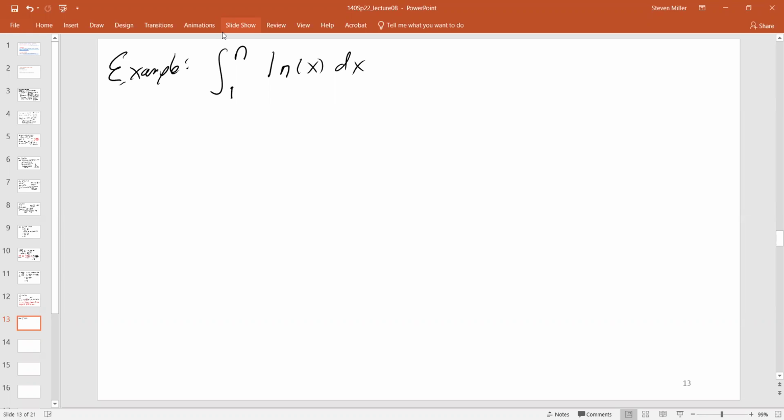So I want to integrate ln of x. So what do we know about ln of x? Do we know its derivative? Okay, what's the derivative of the natural log of x? Do we know its antiderivative? Do we know what function has derivative natural log of x? No, that's what we're trying to prove here. What technique do you think might be useful to find this antiderivative? What method of integration should we use?